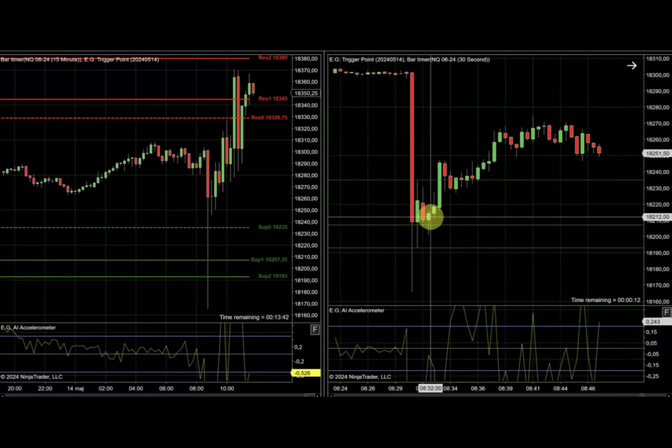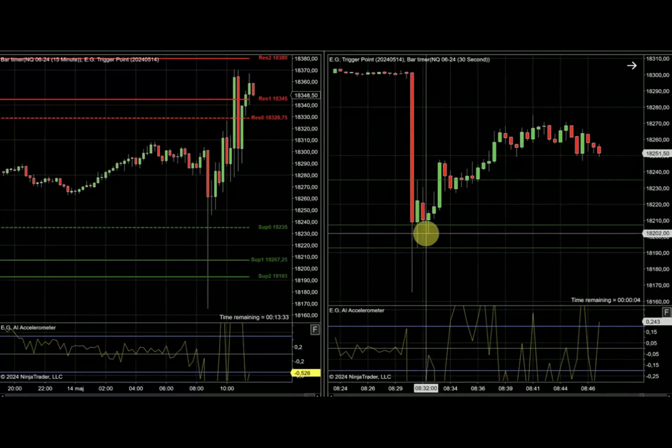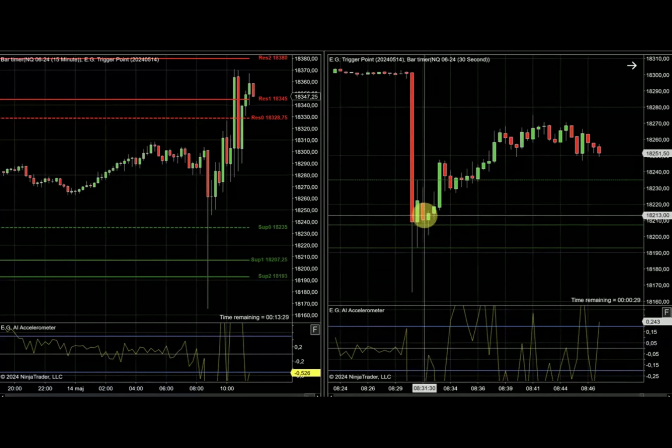Second is the risk to reward. I need to check the size of the candle that gives me the signal. It's about 10 points, and 10 points is acceptable risk for me. I don't know what's yours, but 10 points on NQ is acceptable risk.